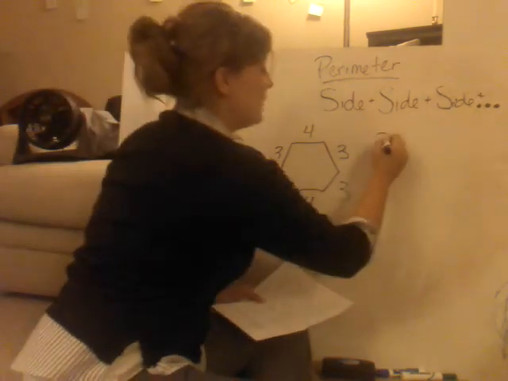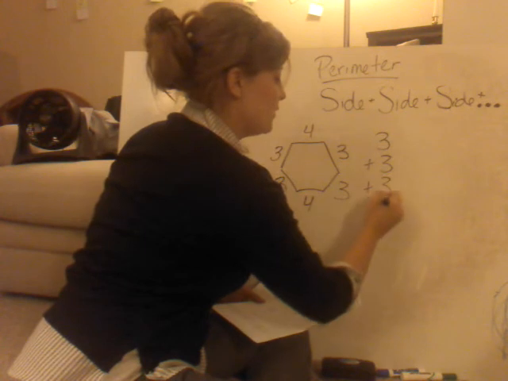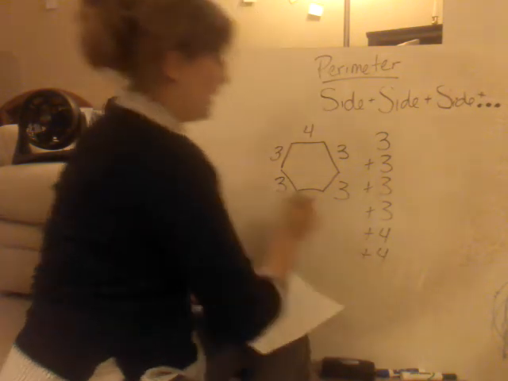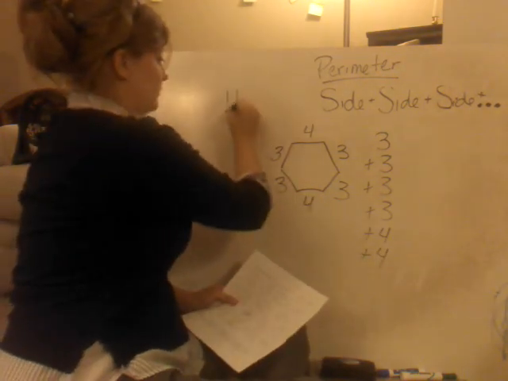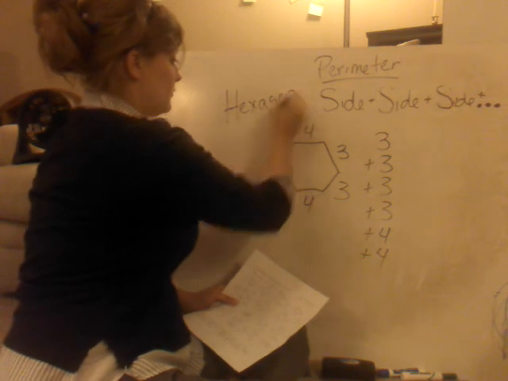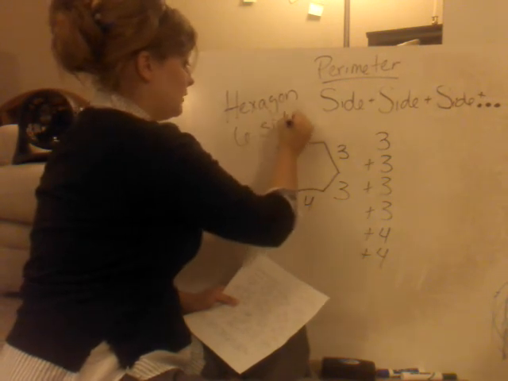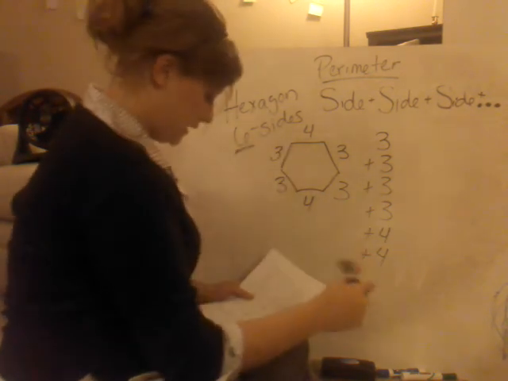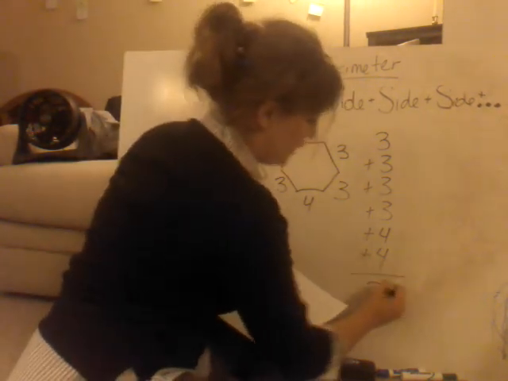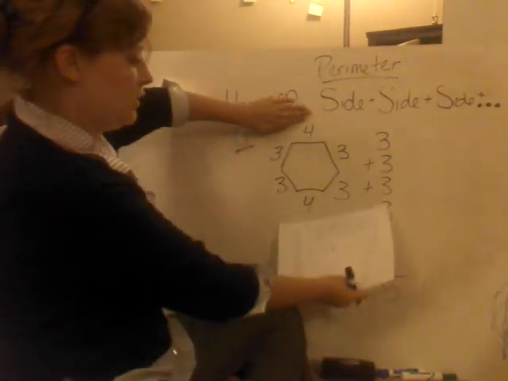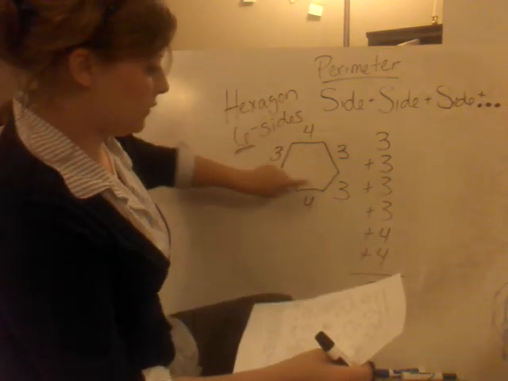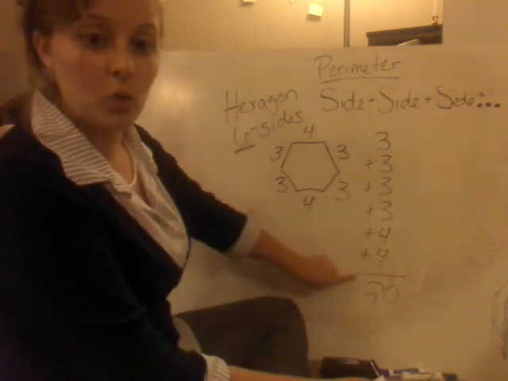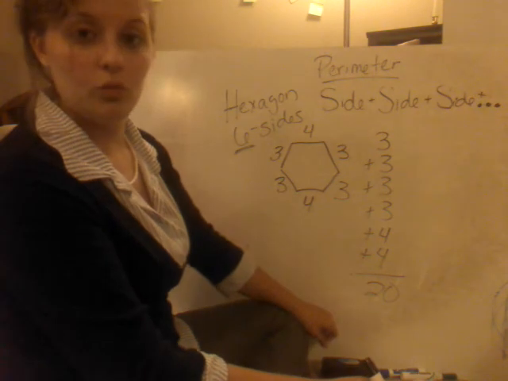Alright, so we have 3 plus 3 plus 3 plus 3 plus 4 plus 4. And again, this is a hexagon, meaning 6 sides. Alright, so I add them all together, and I get 20. So see, just the shape here. 6 sides, 1, 2, 3, 4, 5, 6. I literally just add them all together. I get the perimeter of my hexagon to be 20.